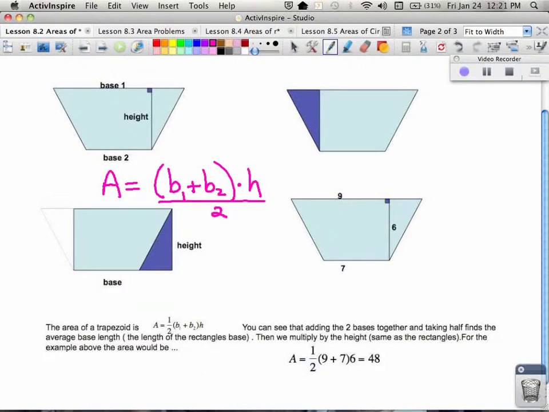So as we look at the trapezoid off to the bottom right here, what that means for us, to find the area, I would go base 1, which is 9, plus base 2, which is 7, all of that times the height, which is 6, and then divide all of that by 2. And so what ends up happening is you have 9 plus 7, which is 16, times 6, which is 96, divided by 2, which is 48.